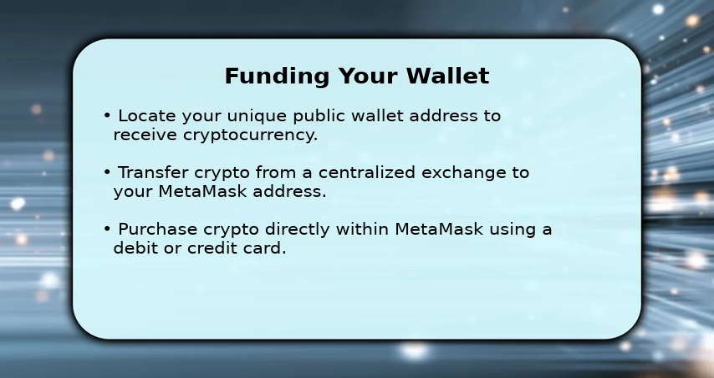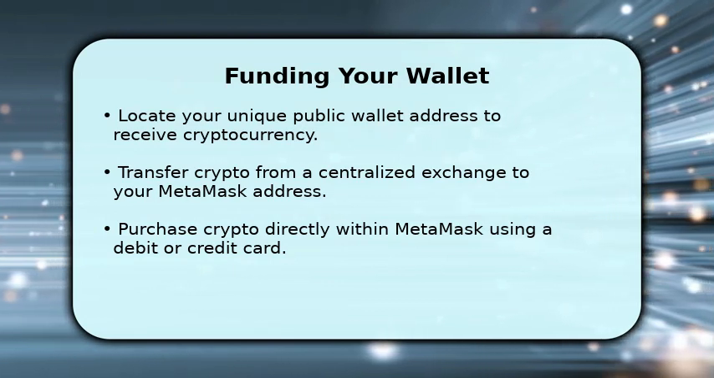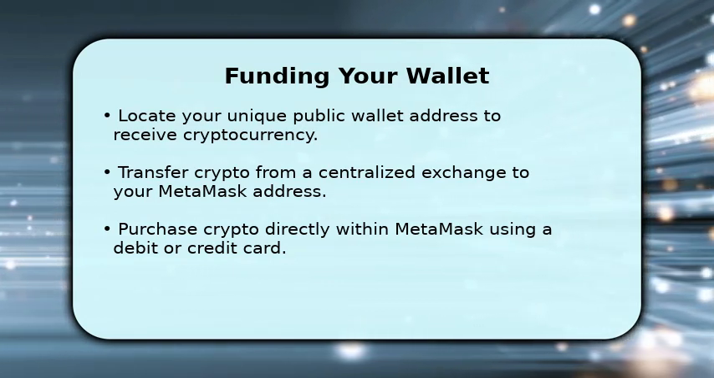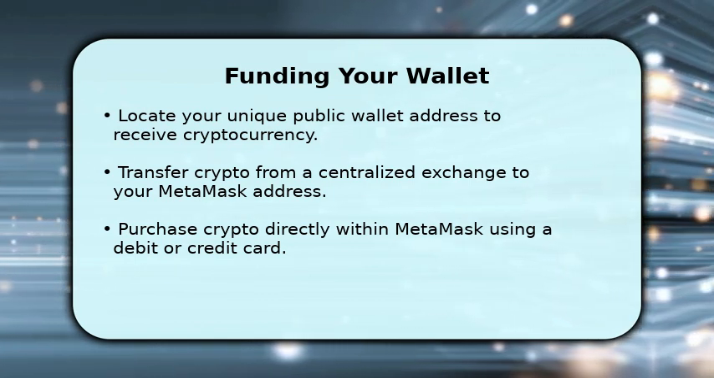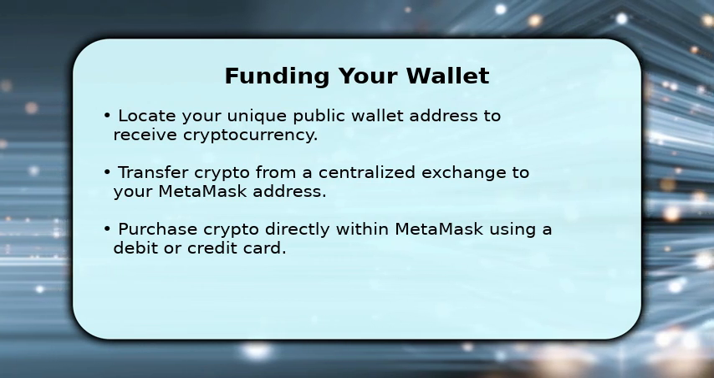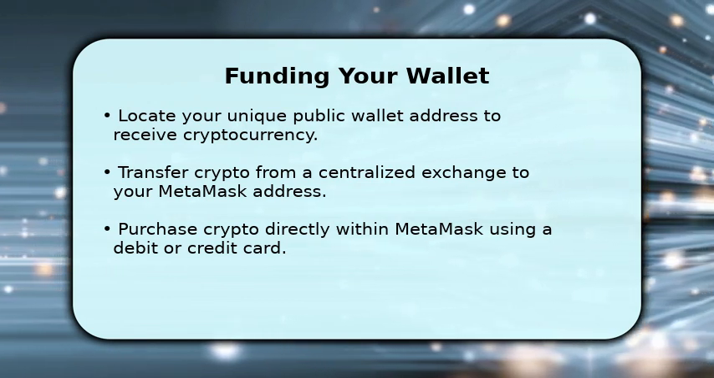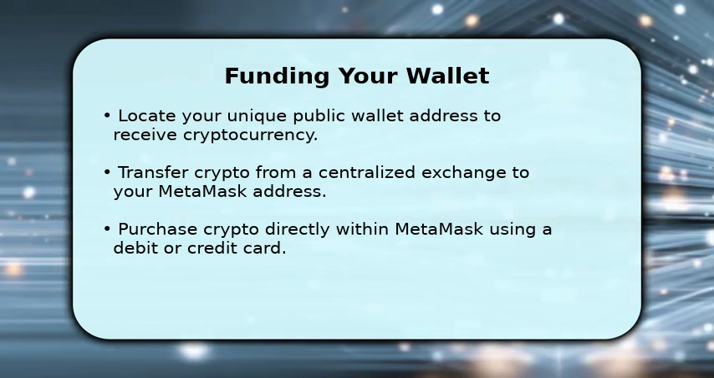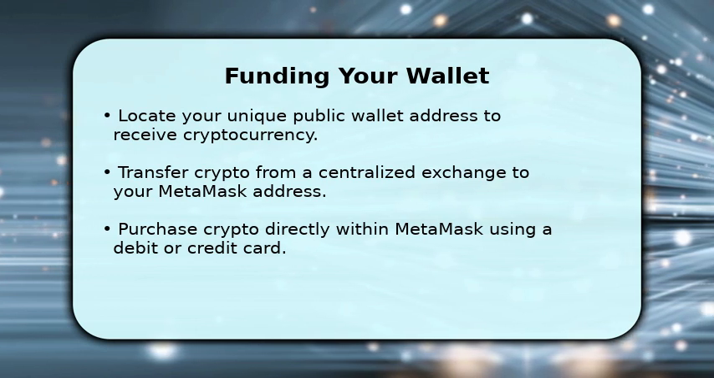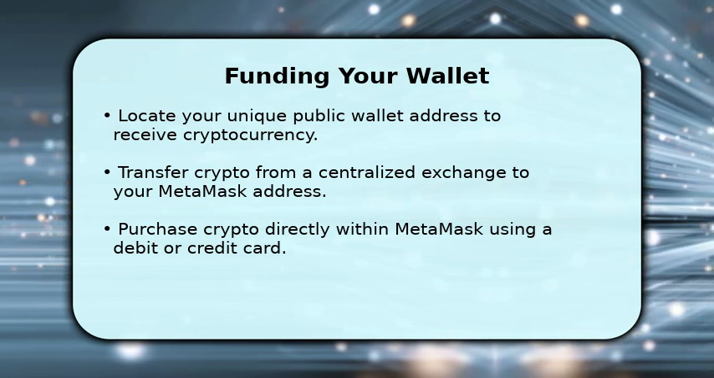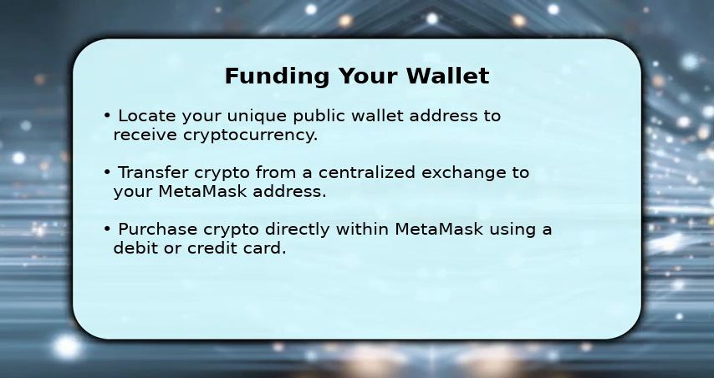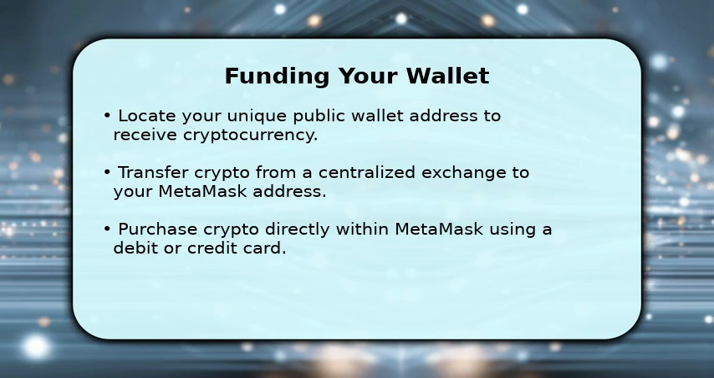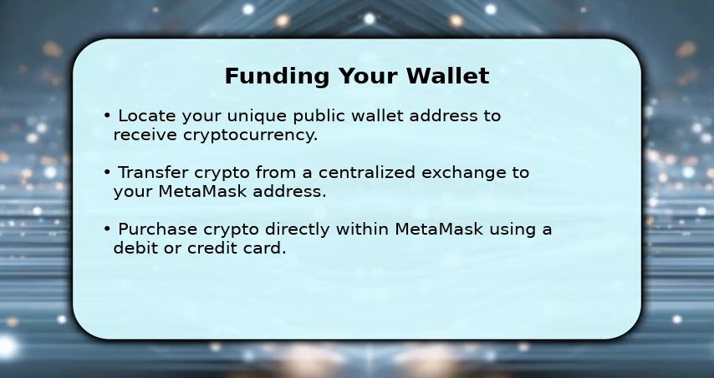Next, you'll need to fund your MetaMask wallet. You can find your public wallet address by clicking on Account 1 or your account name, which copies it to your clipboard. Then, you can transfer cryptocurrency from an exchange like Coinbase or Binance to this address. Alternatively, MetaMask allows you to buy crypto directly using a debit or credit card through integrated third-party services, though this may incur additional fees. Always ensure you're sending to the correct network.